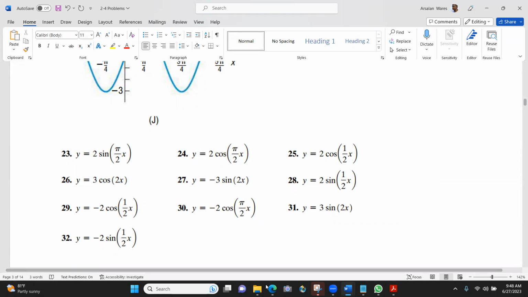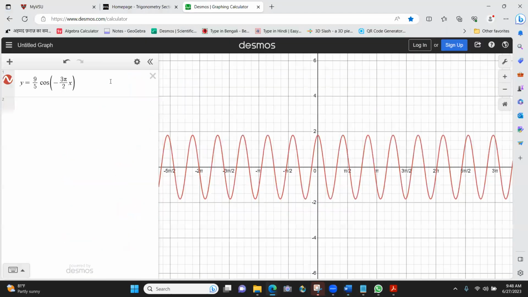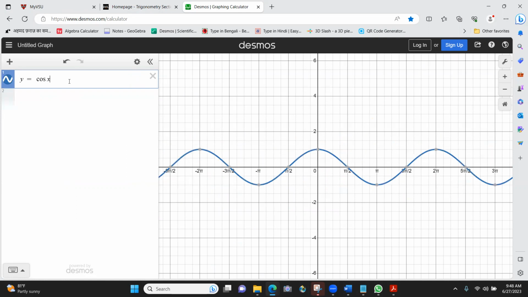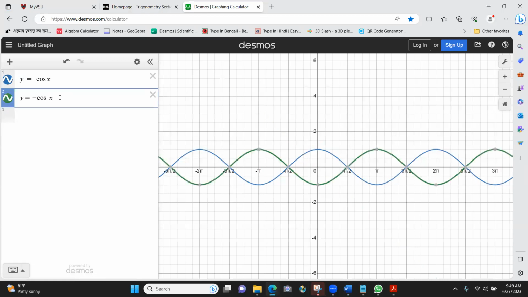And I'm going to show you on the graphing calculator why it works that way, or that it does. So let's take this. Y is equal to cosine x. Okay, that's how it is, okay? Now, what if I say y is equal to minus cosine x? See, it's flipping. It's flipping the blue curve around the x-axis. So the top becomes bottom, bottom becomes top, okay?